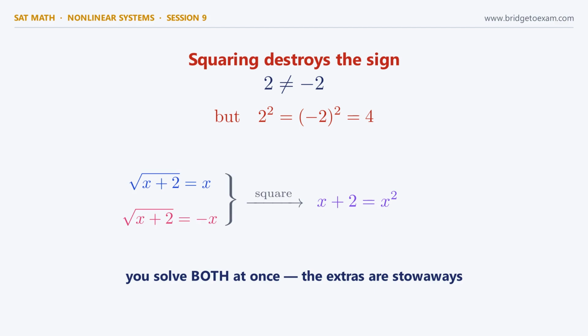Take root of x plus 2 equals x. When you square both sides, the equation you actually solve contains the solutions of root x plus 2 equals x, and also the solutions of root x plus 2 equals negative x. Those extra solutions are real answers to a question you never asked. We call them extraneous. They're not errors.